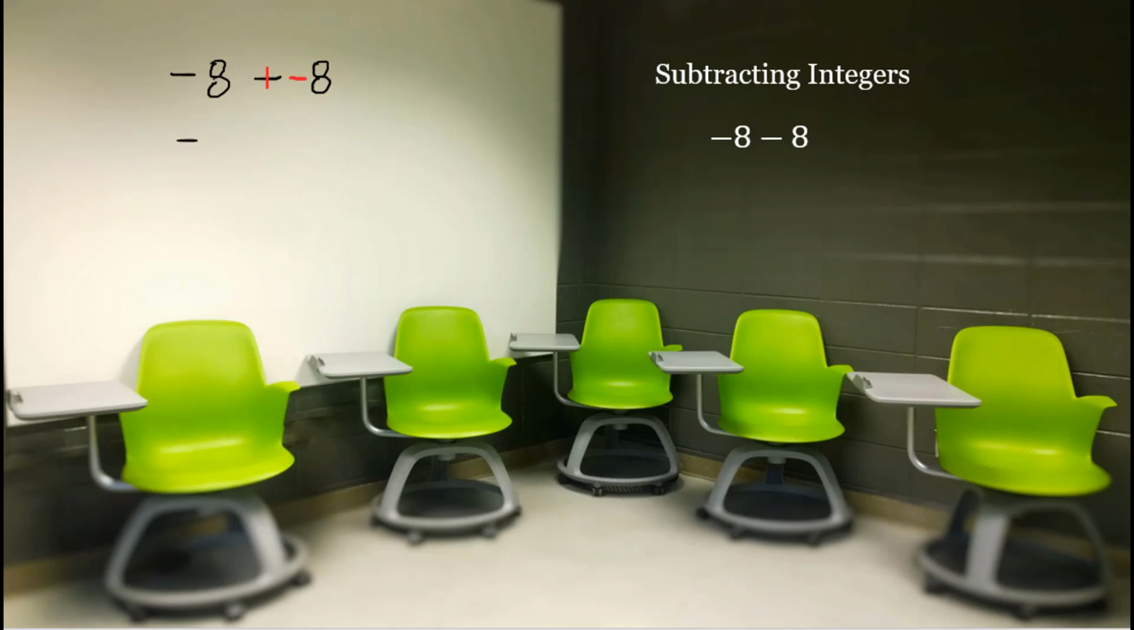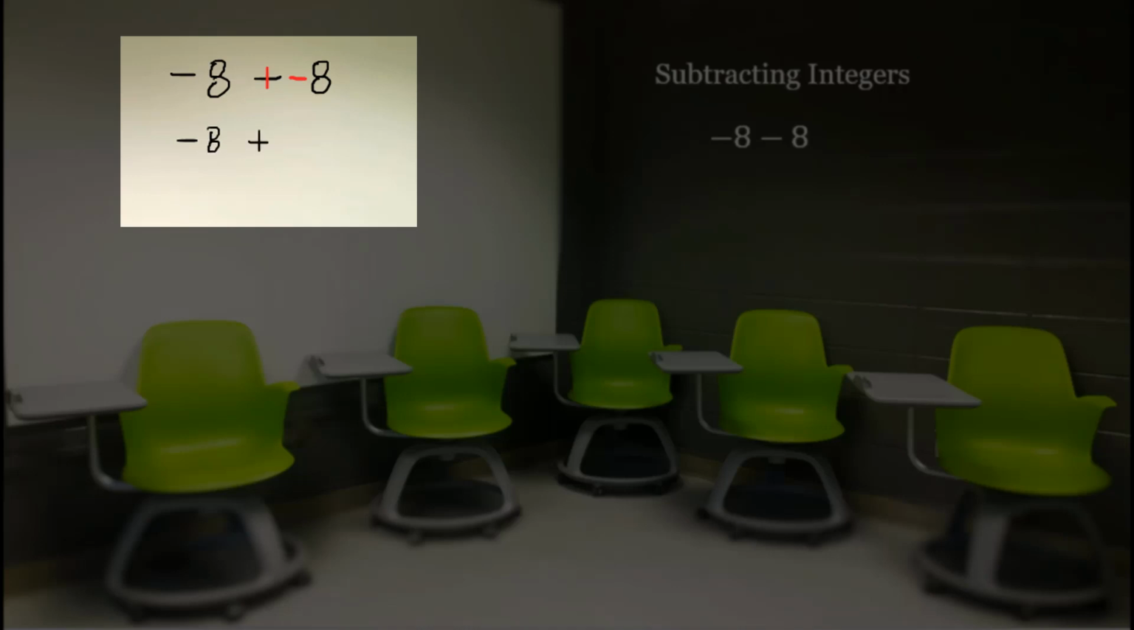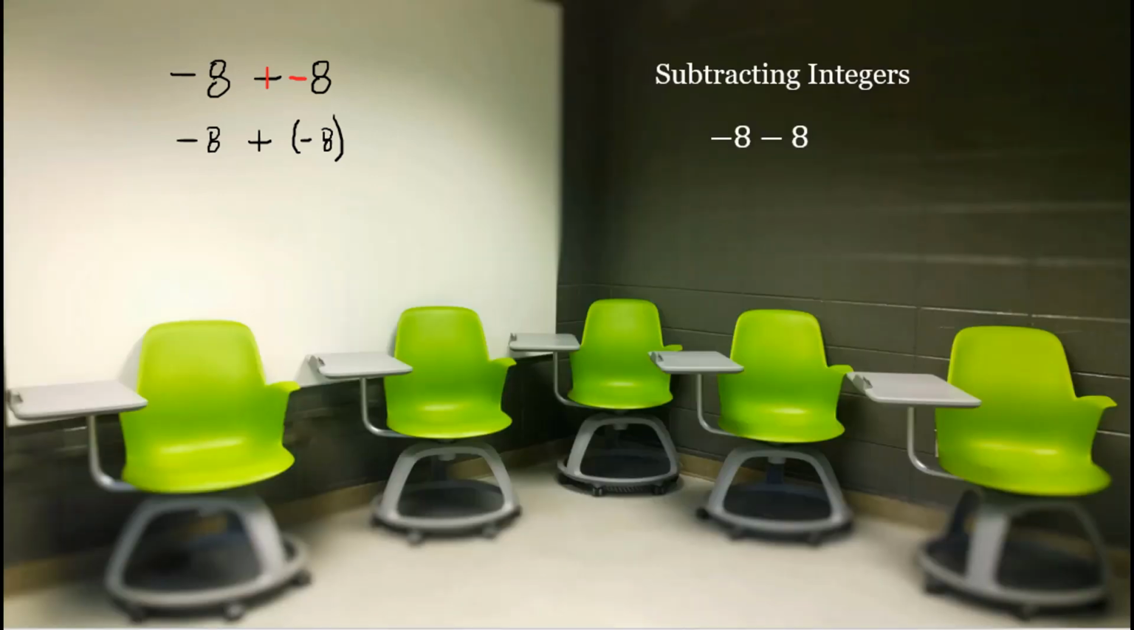So now we have -8 plus -8. And you may remember this from a previous lesson, where now we're adding 2 numbers and the signs are the same. So I'm simply going to add the numbers and keep the sign they have in common. So -8 minus 8 is -16.